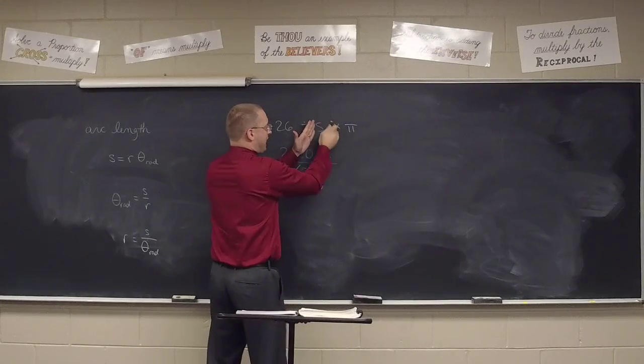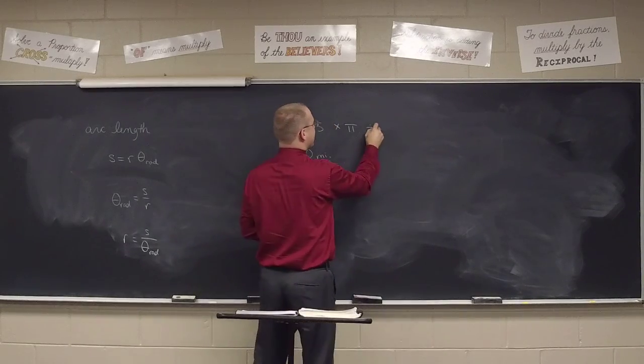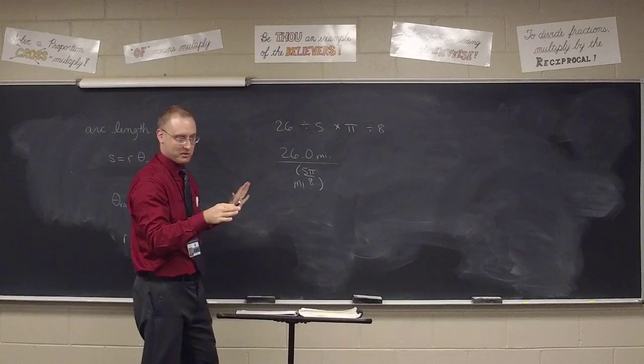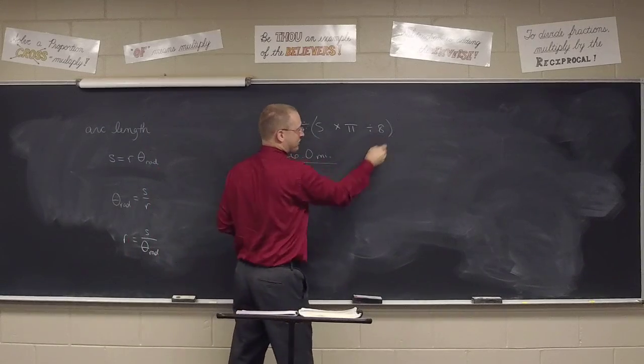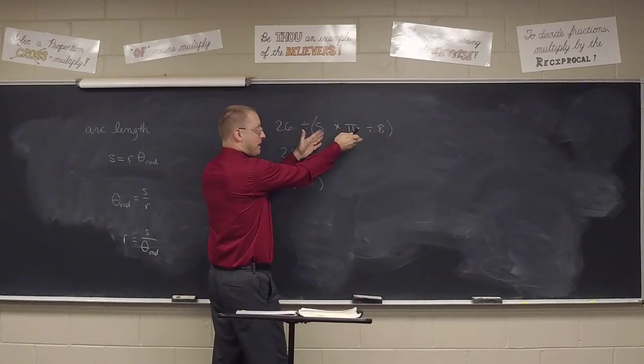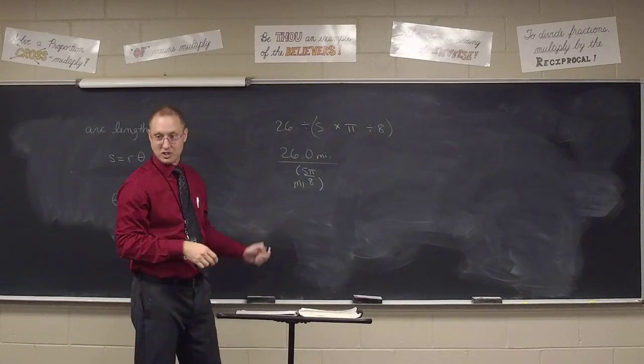Well, the 5 times pi is what's being divided, right? And then divided by, it's just a big mess, right? So we've got to put the parentheses around all this, or find what it is in the memory first. All right, questions on this?